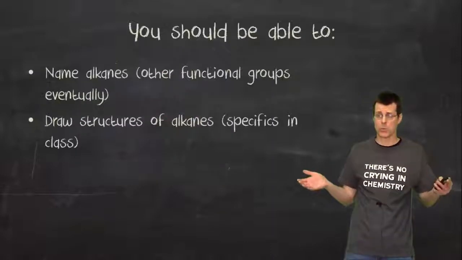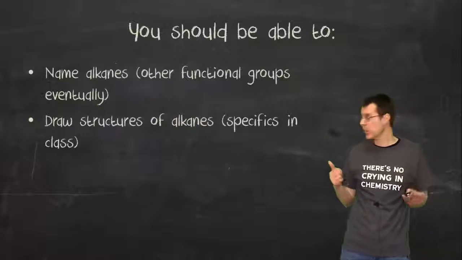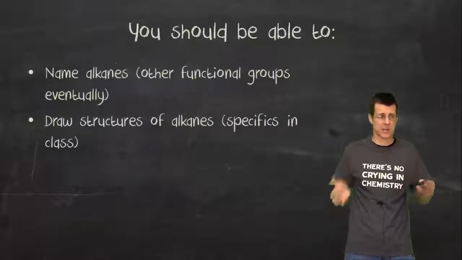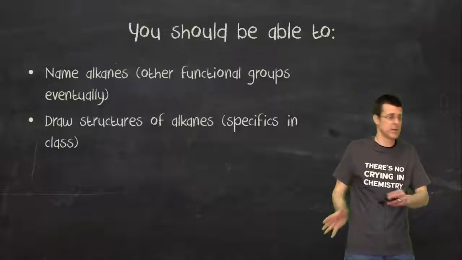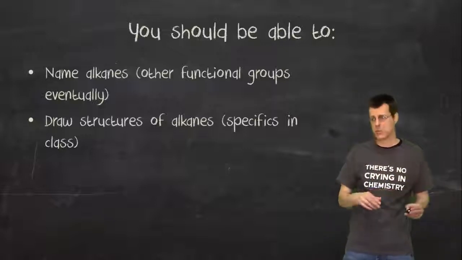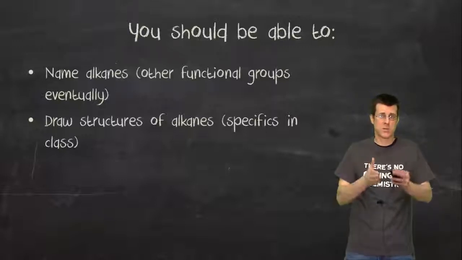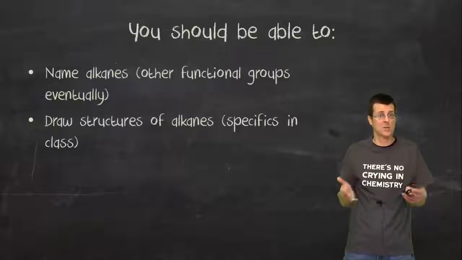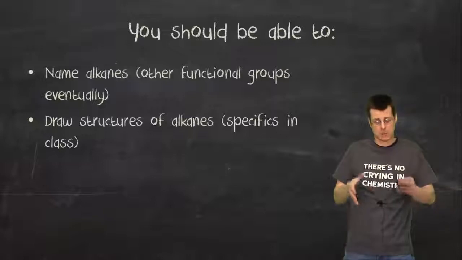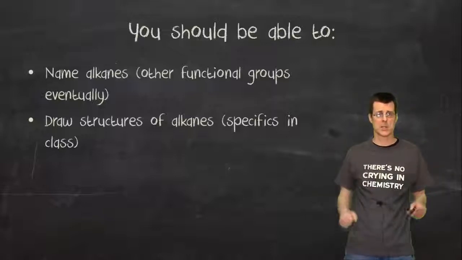So at this point, what should we be able to do? Well, after a bit of practice, we should be able to name alkanes, and then we'll take this as our starting point for all the other functional groups, and you should be able to draw the structures. Now, I know we didn't do any drawing structures, but it's basically all of the same stuff, in the same order once you have the name. But we'll practice that a lot in class.